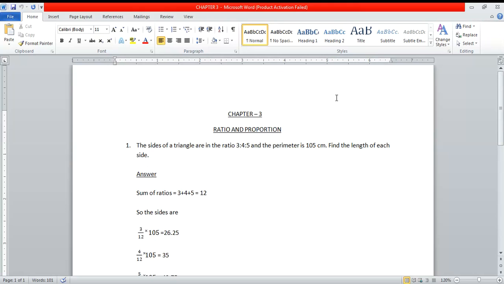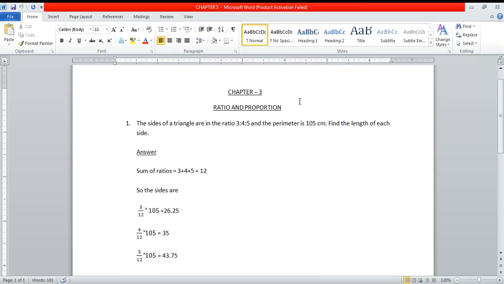Dear students, welcome to chapter 3, Ratio and Proportion. From chapter 3, we will discuss two different types of questions.